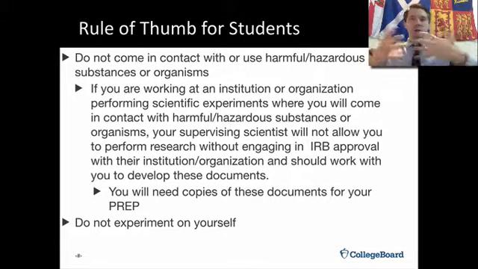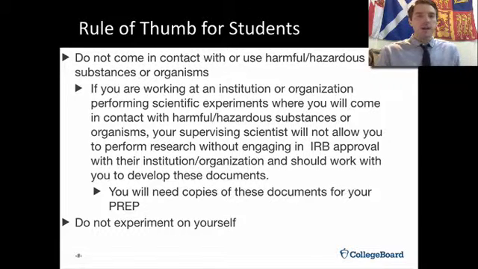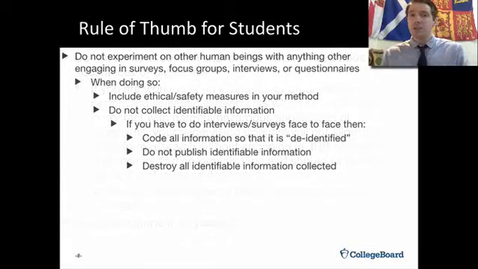Cool. So here's the rule of thumb. Don't come in contact with harmful and hazardous substances. If the scientist or the academic you're working with is going to make you fill out an IRB approval form, it's going to take months. So just avoid working with harmful and hazardous materials, and do not experiment on yourself. Please don't experiment on yourself.